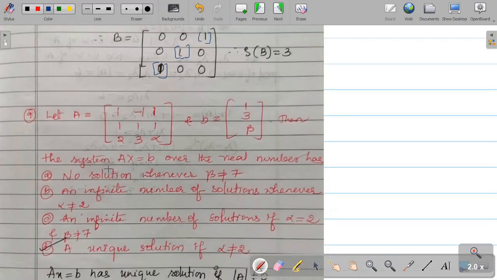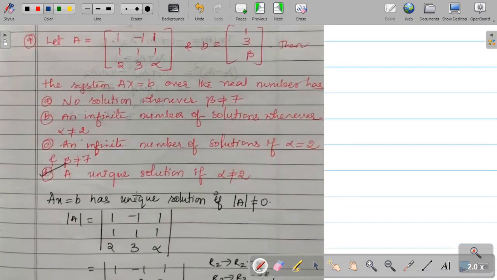Ninth question: let A equal to 1, minus 1, 1, then 1, 1, 1, 2, 3, alpha, and B equal to this. Then the system Ax equal to B over the real numbers has 4 options given. You know that Ax equal to B has a unique solution if determinant of A is not equal to 0. So this is the condition. So we have to check whether determinant of A is equal to 0 or not.